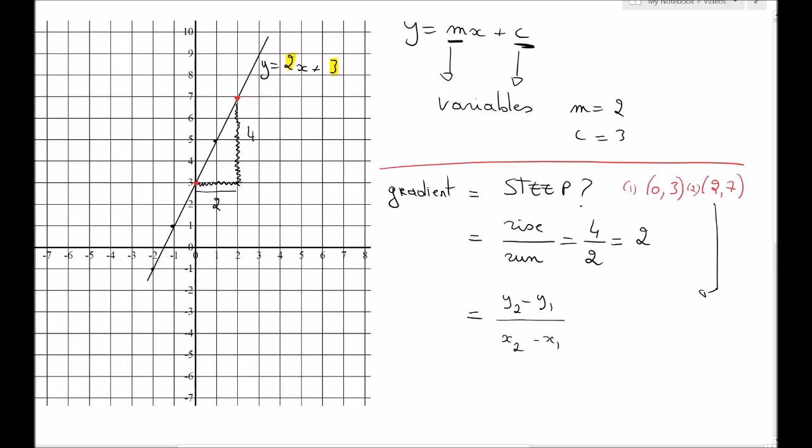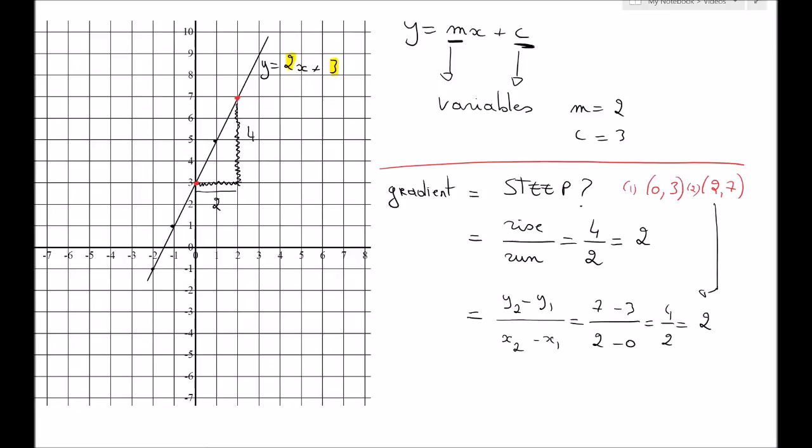So y2 minus y1 over x2 minus x1. So in my case, that would be 7 minus 3 over 2 minus 0. Which, surprise, surprise, still gives you the same exact thing. So the gradient in this case is again 2. So first of all, the gradient tells us how steep that graph is.